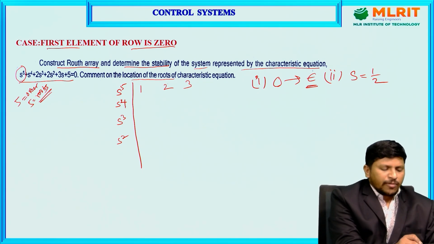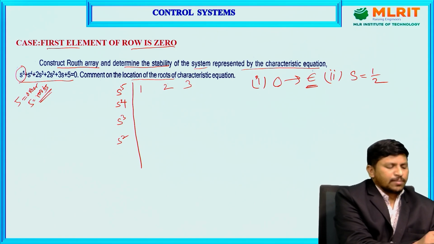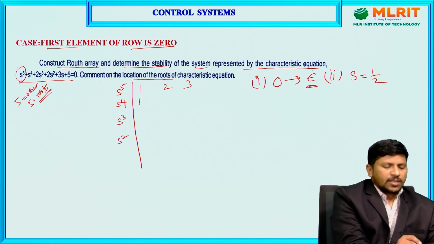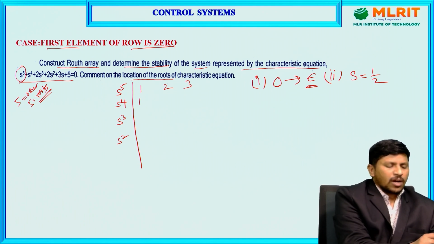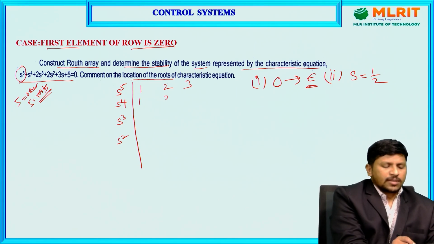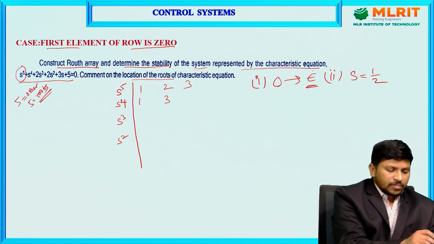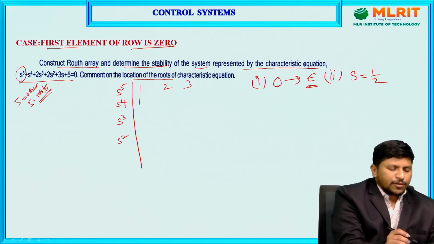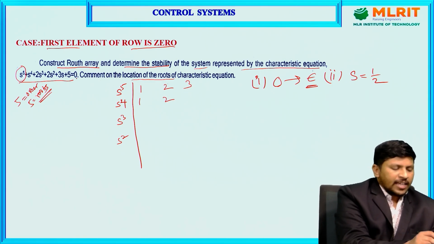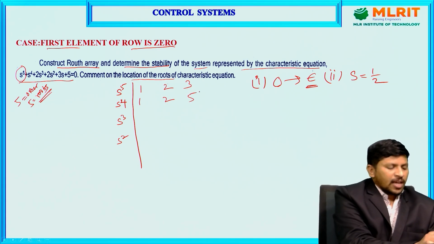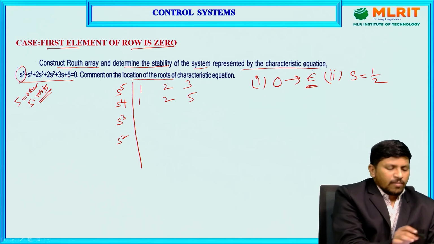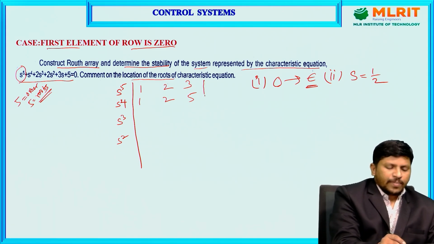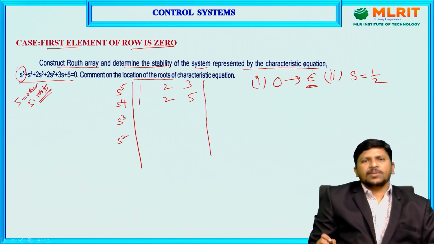Next, see s power 4. 4 is an even number, so we take even powers of s. The coefficient of s power 4 is 1, the coefficient of s square is 2, and the coefficient of s power 0 is 5. These are the two rows: the s power 5 row and the s power 4 row.